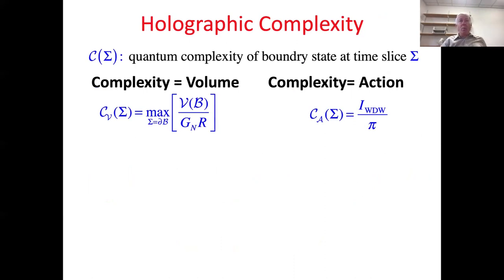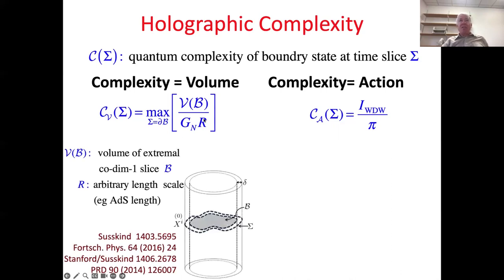So a few years ago, I took a look at this notion of holographic complexity, which had become popularized since about 2016 or so. And the holographic complexity conjecture suggested that the quantum complexity of a boundary state of the CFT at some time slice was related to either a volume term in the AdS bulk or to the action in the AdS bulk. So there are two kinds of complexity conjectures.